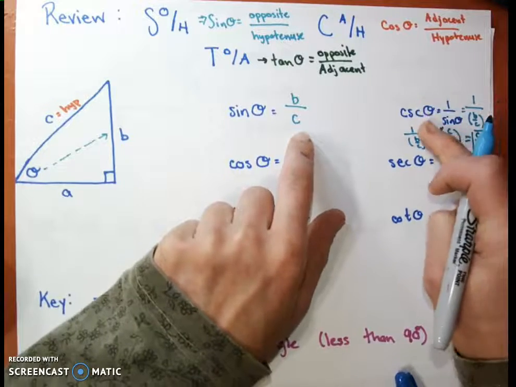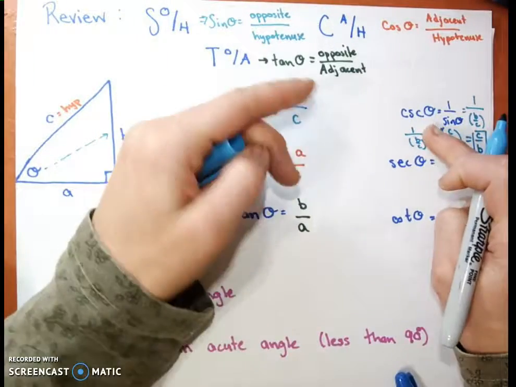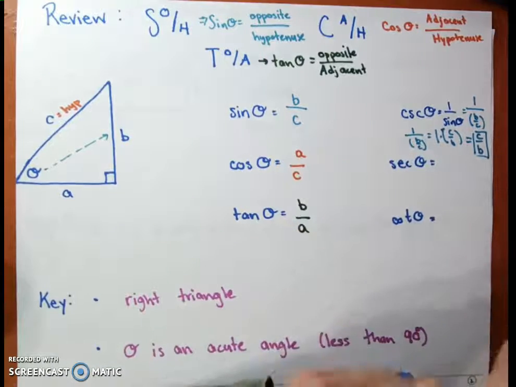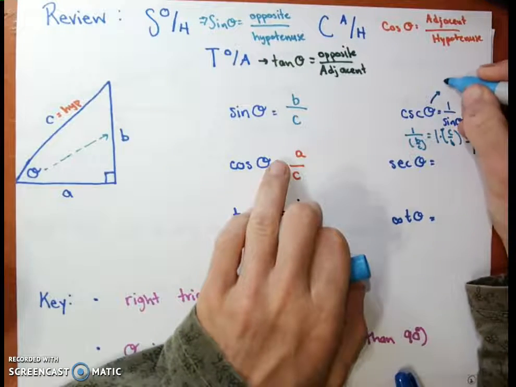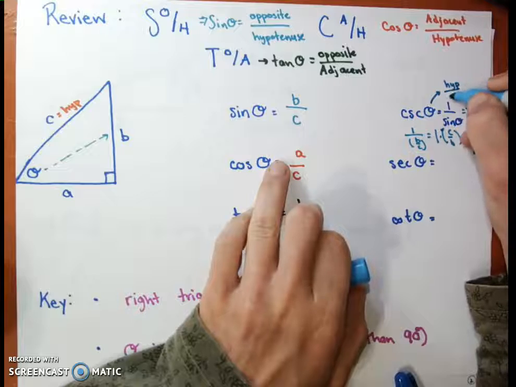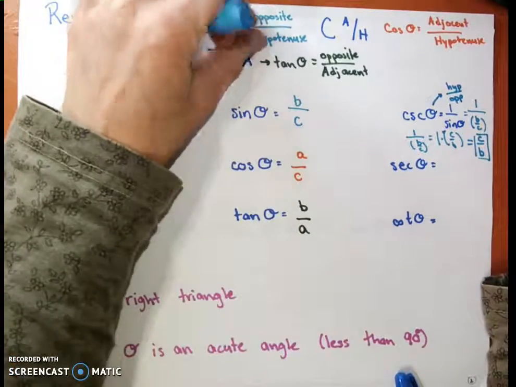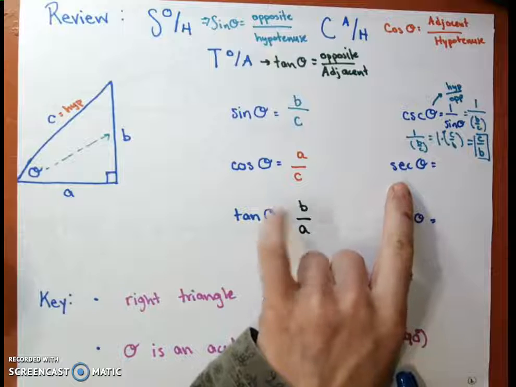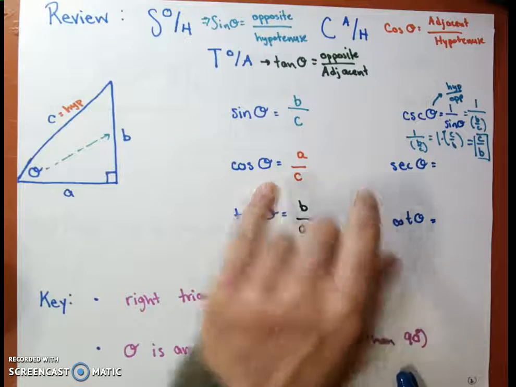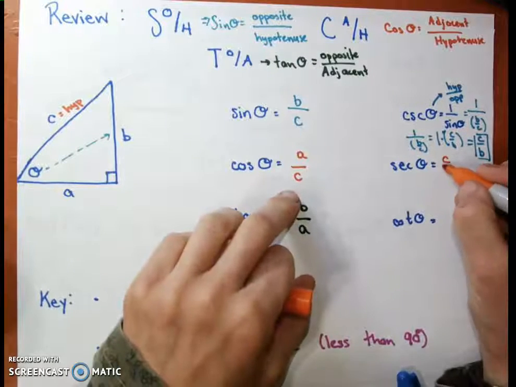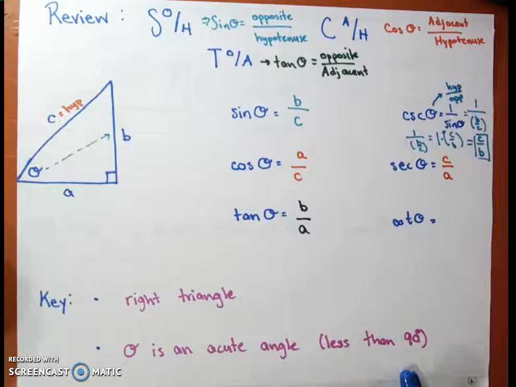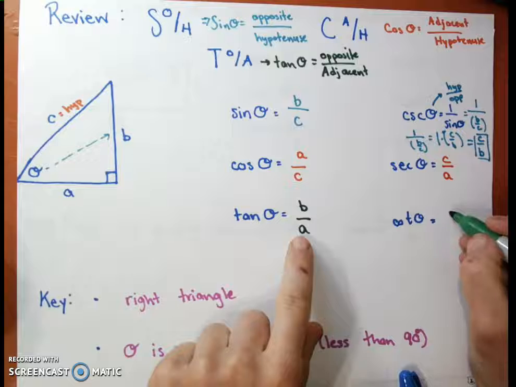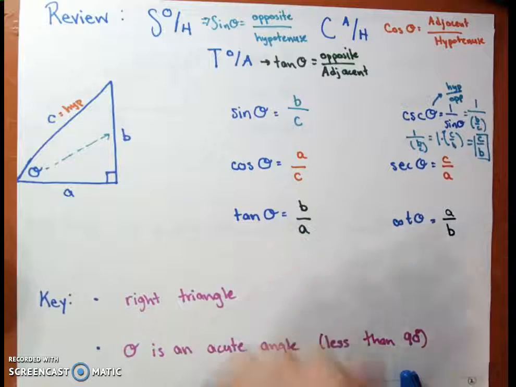So in order to get the cosecant, I can get the sine and flip the ratio upside down. And that gives me my new ratio, c over b. So another way you could think about this one is just the hypotenuse divided by the opposite. So I flip sine upside down. Secant, you might expect, is the flip of cosine. So secant is going to be c over a. And cotangent is the flip of tangent, so that's going to be a over b.